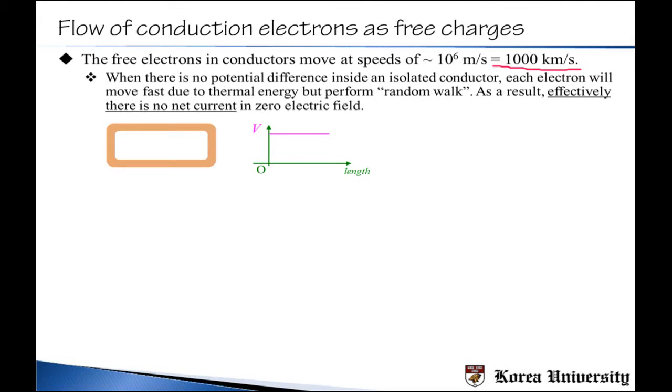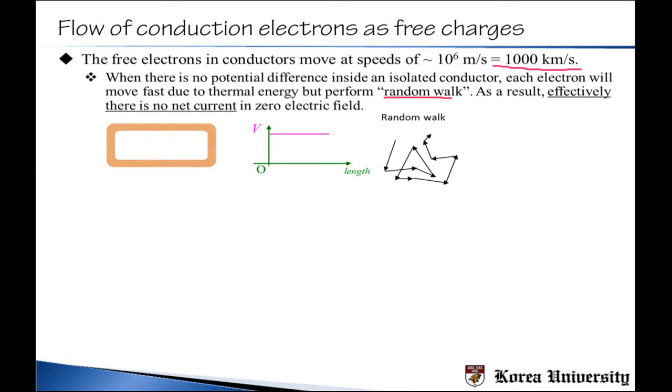Suppose there is no potential difference in the beginning. Even without potential difference, electrons are still moving, because of the thermal energy. At a certain temperature, because of the kinetic energy associated with the thermal energy, the electrons will be moving at very fast speed. But there is actually no direction, so they can move in any direction, so they perform a so-called random walk. So visually, it's more like this.